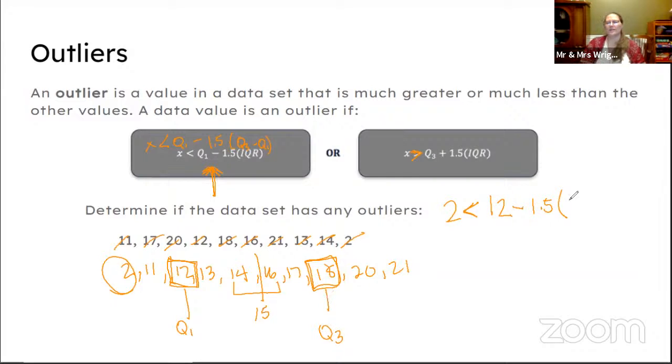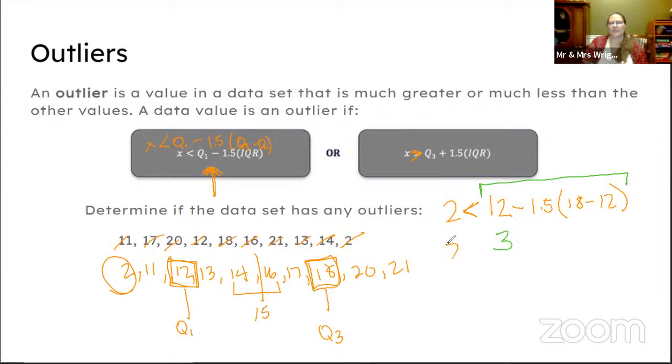So quartile 3 is 18 minus quartile 1 is 12, close parentheses. So now all I'm going to enter into my calculator is this side of the inequality. I'm going to put 12 minus 1.5, open parentheses, 18 minus 12, close parentheses, and hit enter. Once I've done that, I get 3.